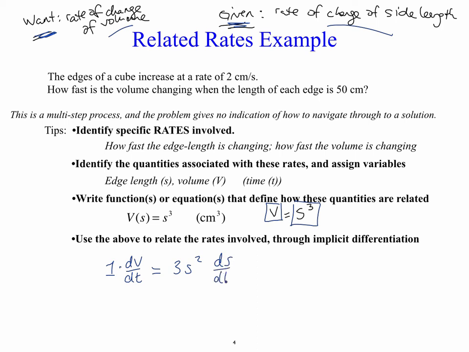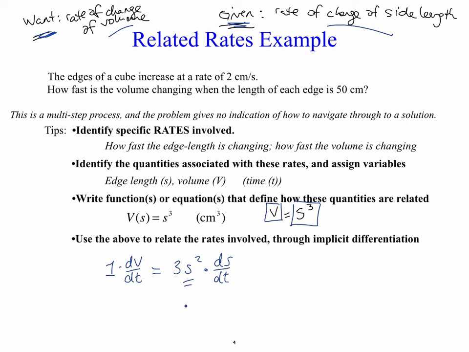Beautiful. Okay. So there's the rate of change of the right-hand side. And notice we have now an equation relating rates of change. In particular, here's the rate of change that we want, dV/dt. Here's the rate of change that was given, dS/dt. Now, there are some other things involved.